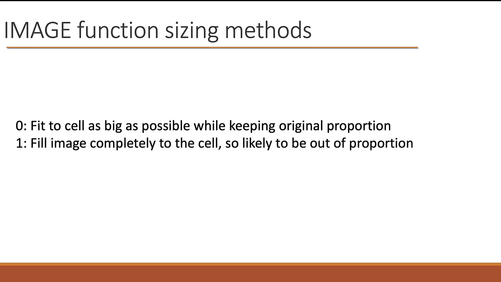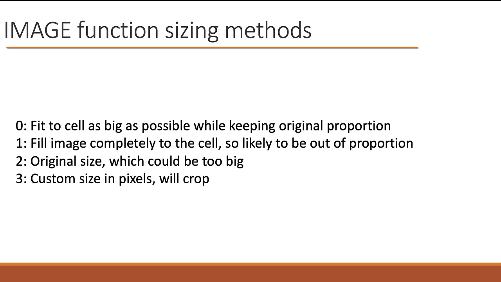Now with number 1, no matter how big or small you make the cell, the image will completely fill it. So there's a good chance of the image being out of proportion. If you use 2, the image will probably be too big for the cell, so you'll probably rarely use that. And with 3, you can make it any size and proportion you want. That's where you use the height and width arguments.